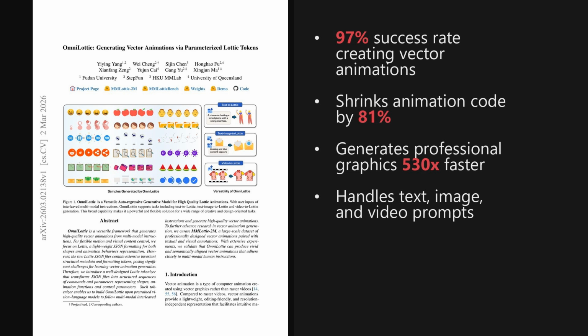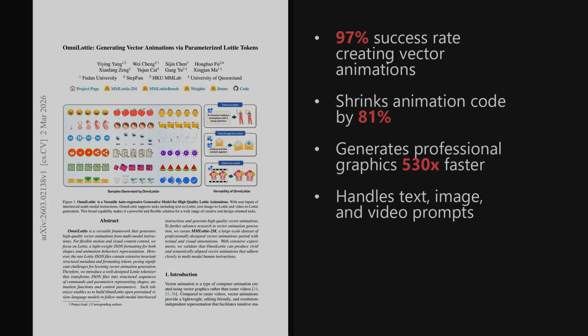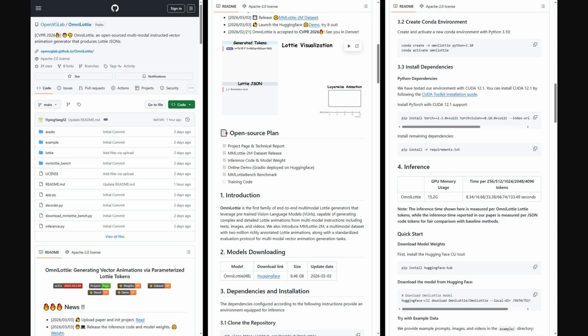The paper is titled OmniLottie, Generating Vector Animations via Parameterized Lottie Tokens. And as we'll see later, the implications for automating complex graphic design workflows are really promising. And for those interested in the implementation, the authors have shared their code on GitHub.